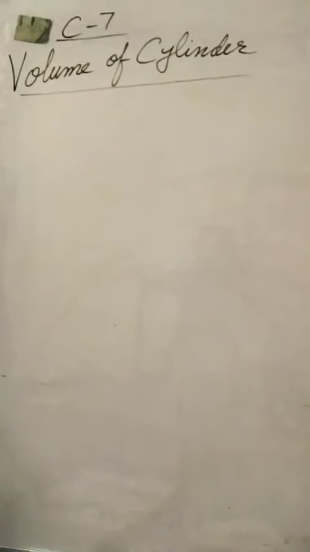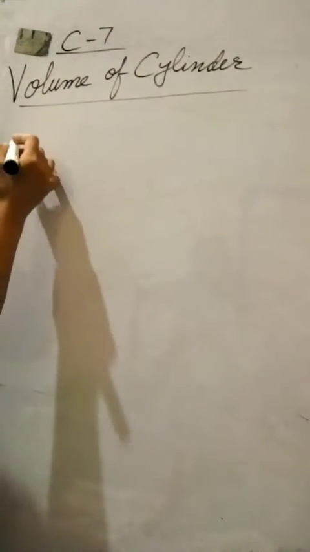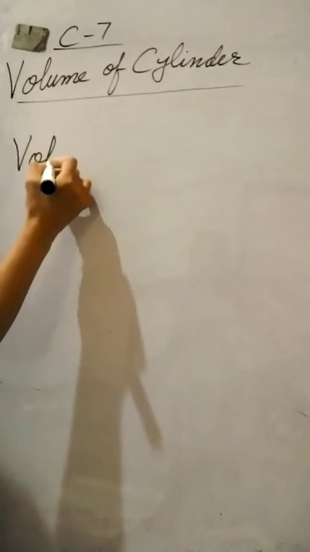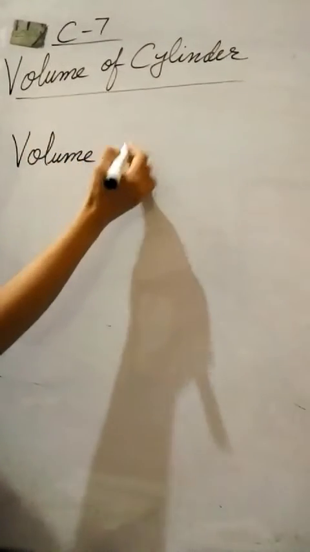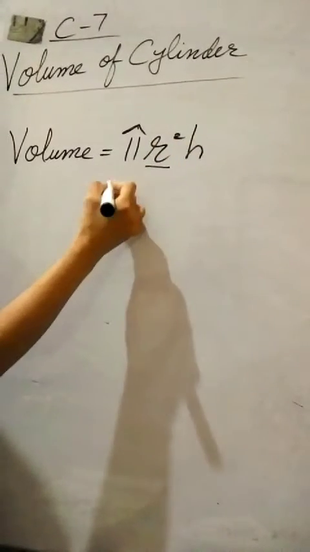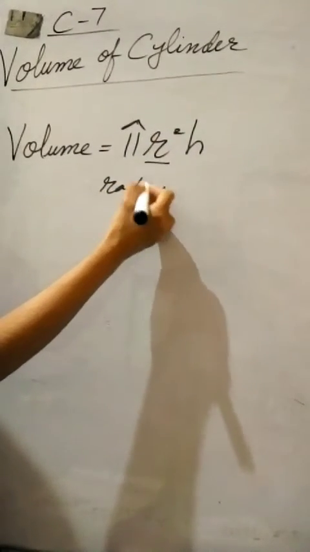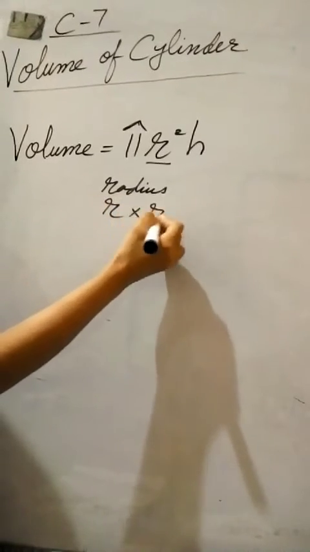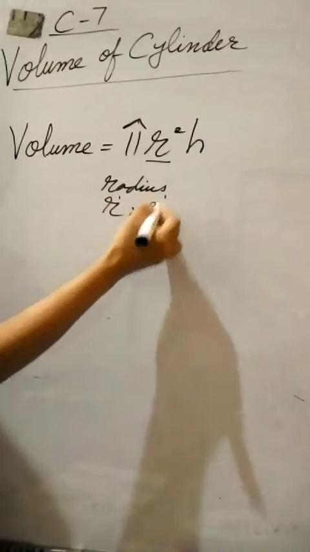Start the topic volume of cylinder. First of all, we understand the formula. The formula is volume of cylinder equals pi r square h. R means radius and you need to multiply it 2 times, because when the bases are the same, powers will be added.